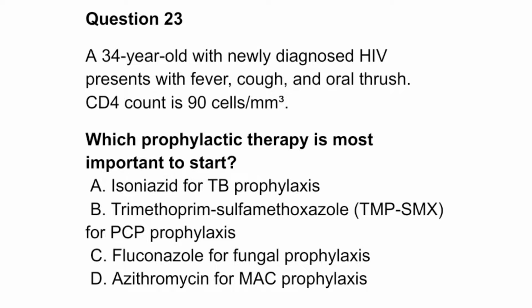Question 23. A 34-year-old with newly diagnosed HIV presents with fever, cough, and oral thrush. CD4 count is 90 cells/mm³. Which prophylactic therapy is most important to start? A. Isoniazid for TB prophylaxis. B. Trimethoprim sulfamethoxazole, TMP-SMX, for PCP prophylaxis. C. Fluconazole for fungal prophylaxis. D. Azithromycin for MAC prophylaxis.